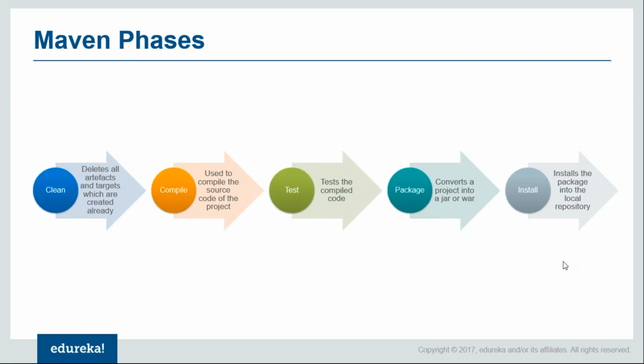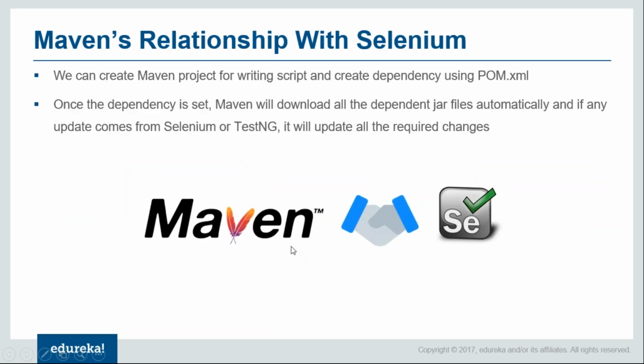So clean is used to delete all the artifacts, as I told you. Compile is used to compile your source code, and test is to execute the compiled source code, and package will convert your entire package into a .jar or .war file. And when you say install, it is going to install all the packages into your local repository, right? So that is what it does.